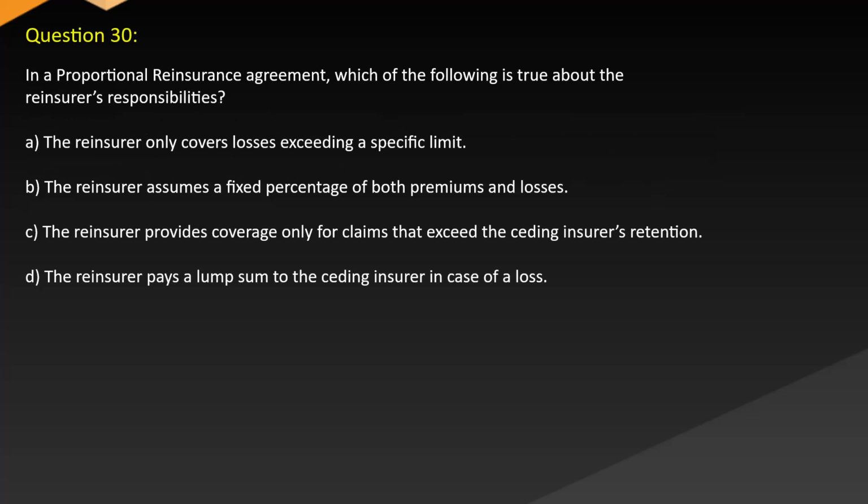Answer B. Question 30. In a proportional reinsurance agreement, which of the following is true about the reinsurer's responsibilities? A. The reinsurer only covers losses exceeding a specific limit. B. The reinsurer assumes a fixed percentage of both premiums and losses. C. The reinsurer provides coverage only for claims that exceed the ceding insurer's retention. D. The reinsurer pays a lump sum to the ceding insurer in case of loss.